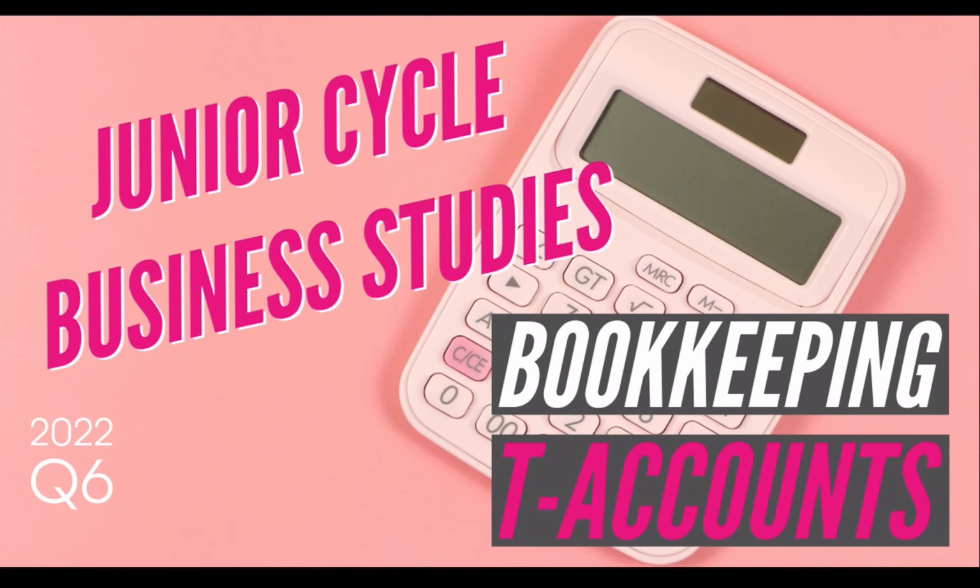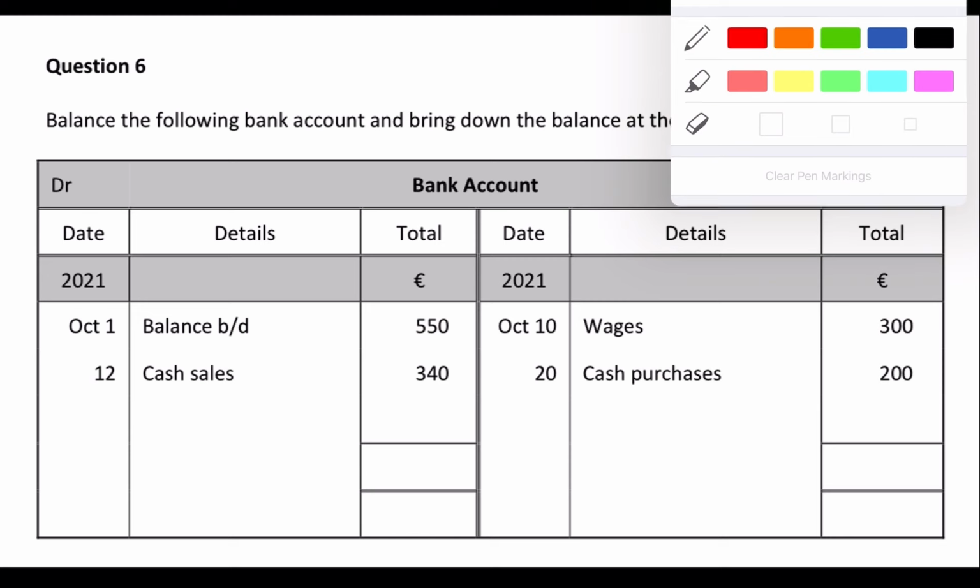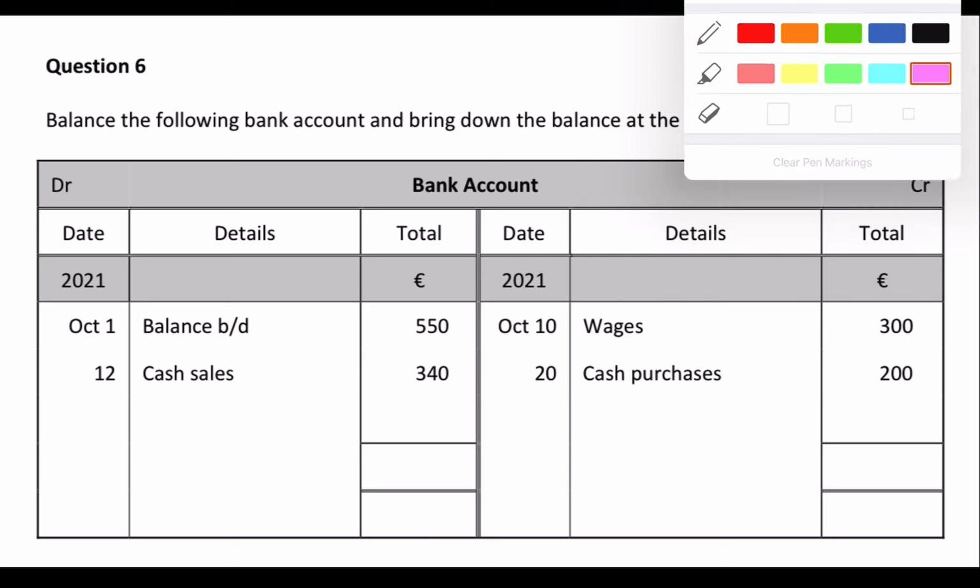In this video, we're going to be taking a look at the 2022 question 6 in the short questions, which was to balance a bank account. Okay, so question 6 read, balance the following bank account and bring down the balance at the end of the month.